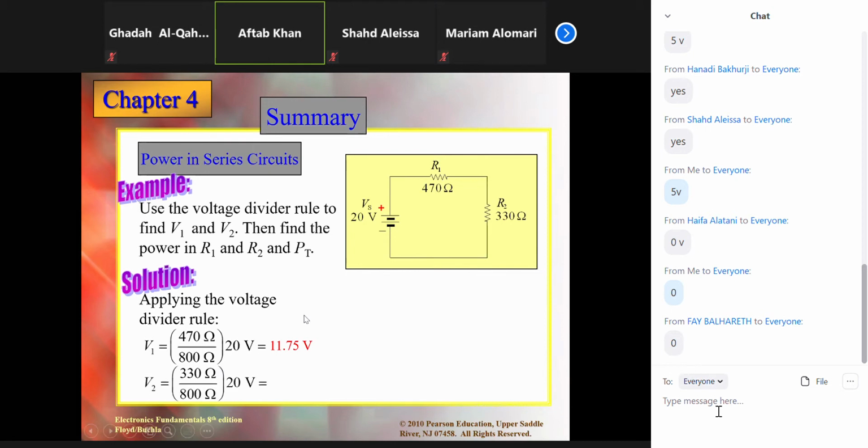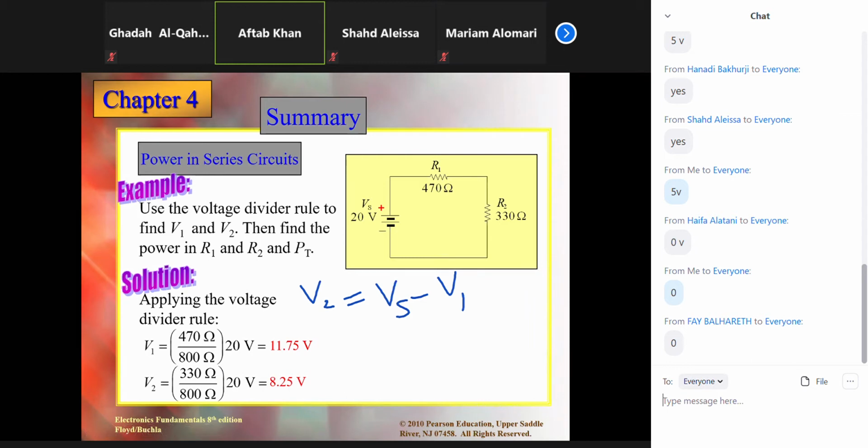So V2 is so simple. I can apply the same formula, or we can also subtract. That is, Kirchhoff's voltage law, KVL. We can also use that. Both are okay. Whatever you like, you can use it here. All right. So we got it this way.